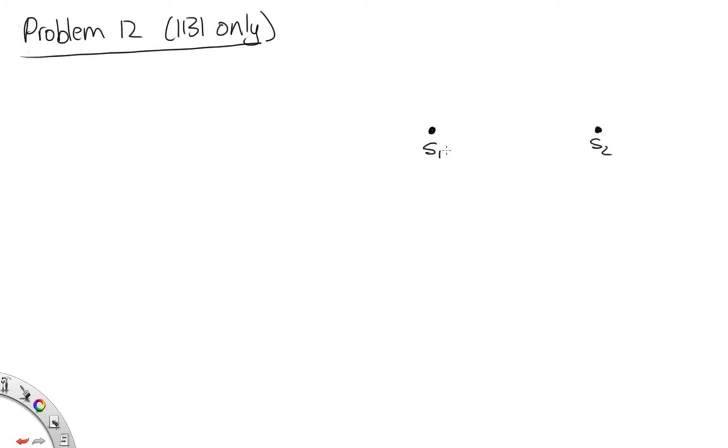Problem 12, which is a 1131 only problem. In this problem, we have two loudspeakers, S1 and S2. S1 emits sound with a frequency of 200 Hertz and a power of 1.2 times 10 to the minus 3 watts. And speaker 2 has a power of 1.8 times 10 to the minus 3 watts, the same frequency.